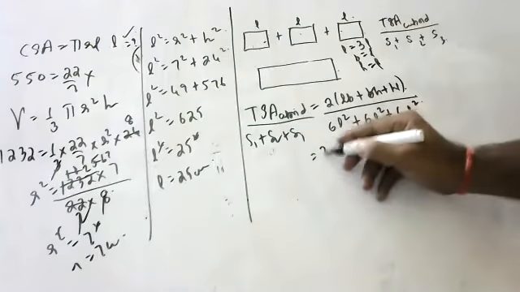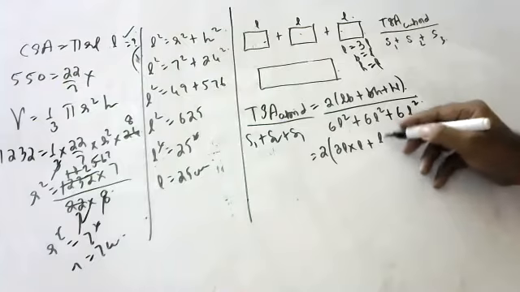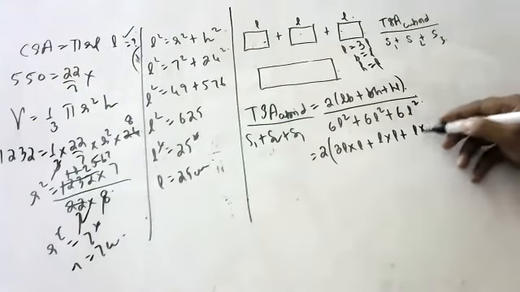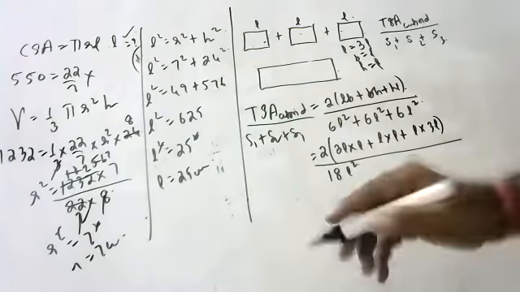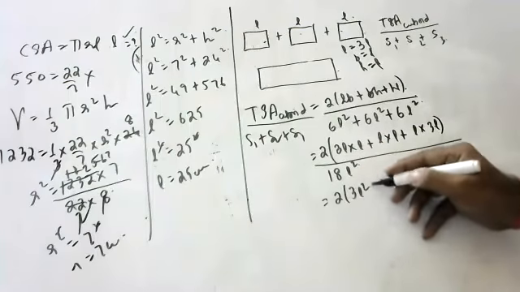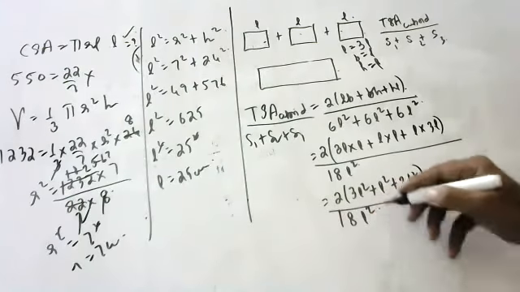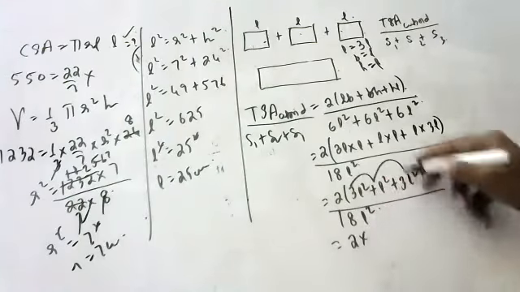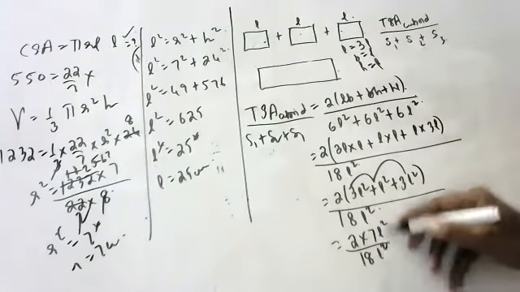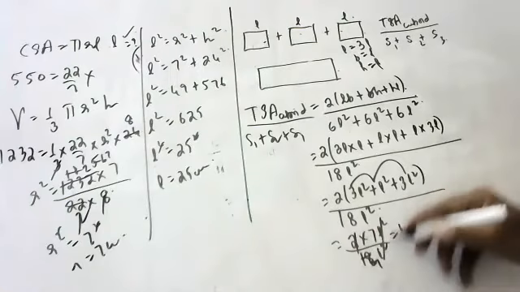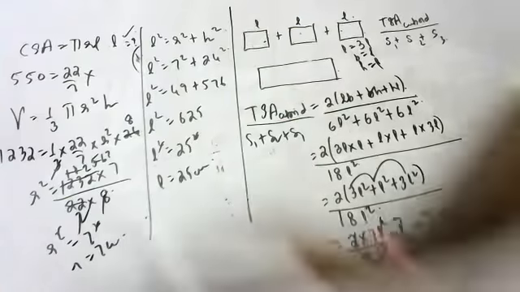Can you please substitute and tell me the formula? 2 into (3L into L plus L into L plus L into 3L), divided by 18L square. So 2 into 3L square plus L square plus 3L square, by 18L square. So children, how much is coming? 2 into 7L square is 14L square, by 18L square. So 7 by 9, that is 7 is to 9.